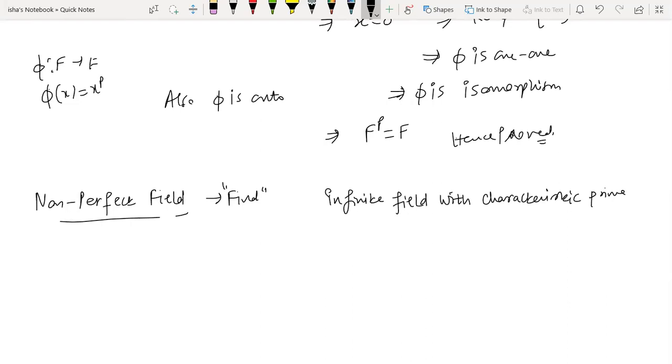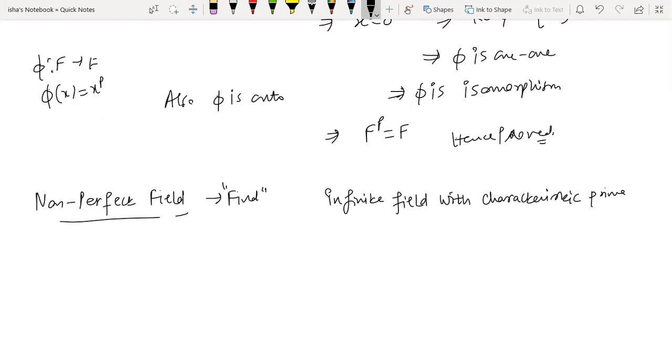I am not saying every infinite field with characteristic prime is a non-perfect field. Remember this, it's very important. It's something we are searching for, but we are not saying every field with this property is going to be non-perfect, because the converse of the above theorem we are not commenting on right now. Okay, so you try to find an example for the same.